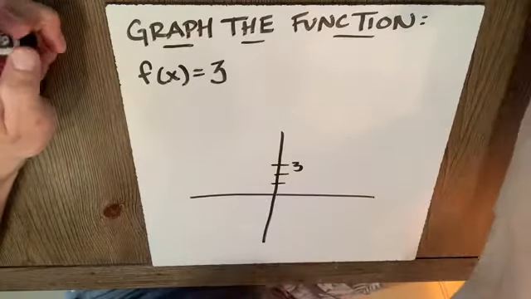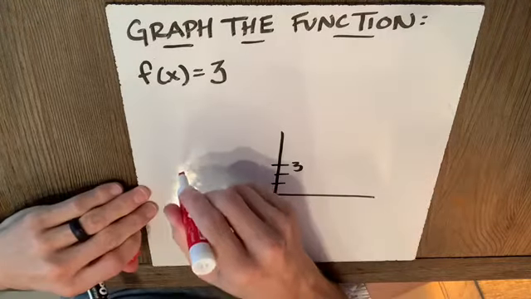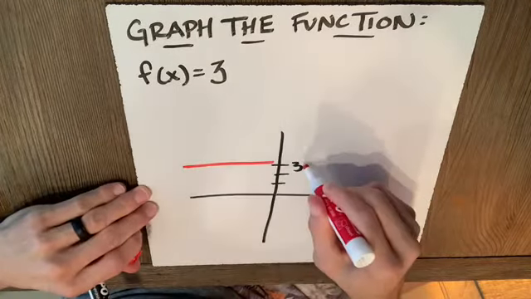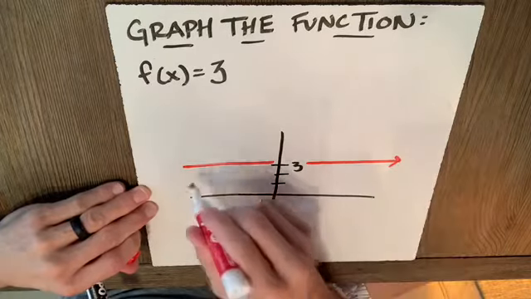Sure, my markers are going dead here. A horizontal line at 3. Here it is. Here's our graph.